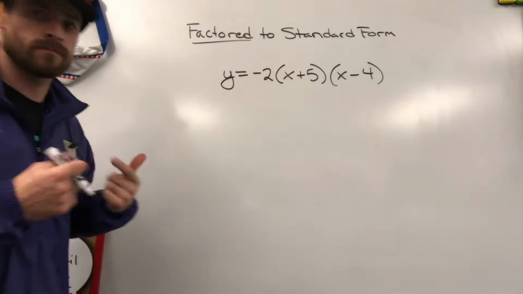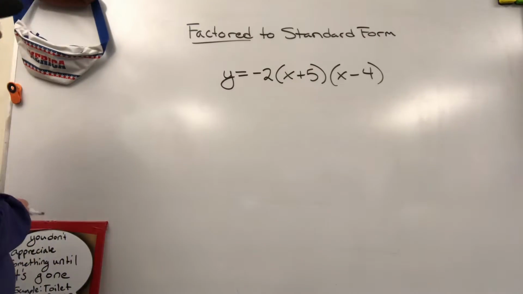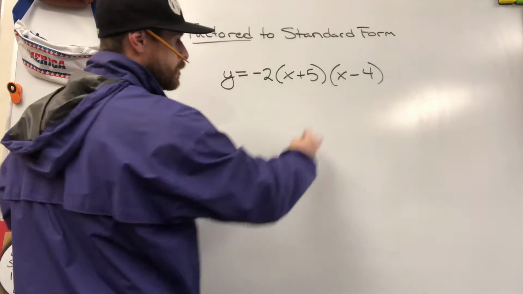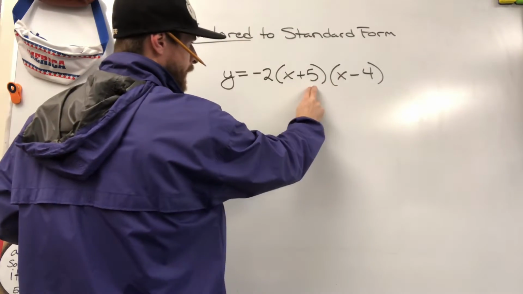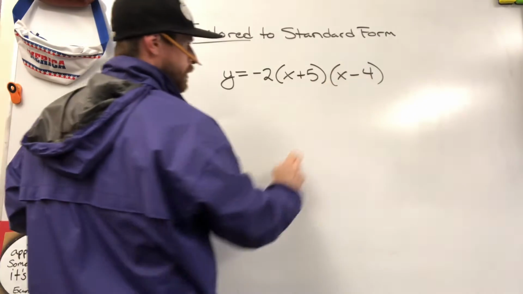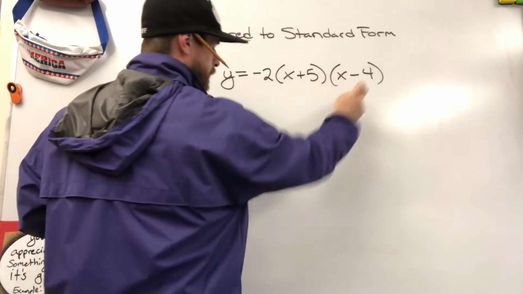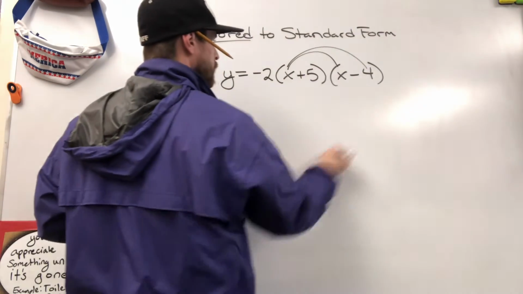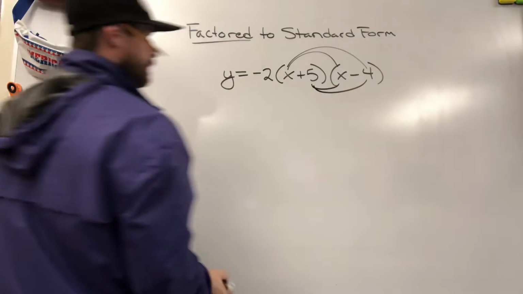Let me show you how to do it. Stick with me. Here we go. Step number one. At this point in time, if you're being asked to go from one form to another, you should already know how to multiply a binomial times another binomial. That x needs to multiply by both of those terms, and that 5 needs to multiply by both of those terms. So I'm just going to assume we all know the FOIL method, and we're going to go from there.